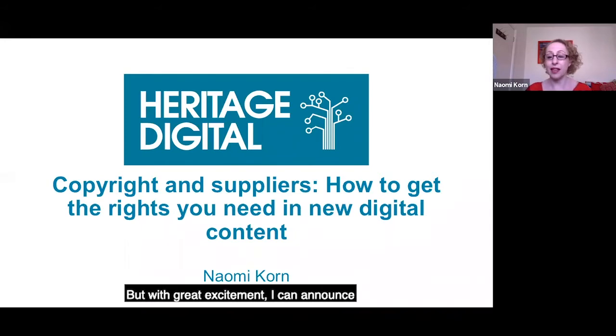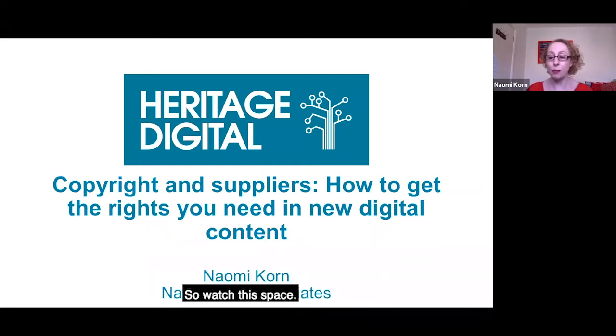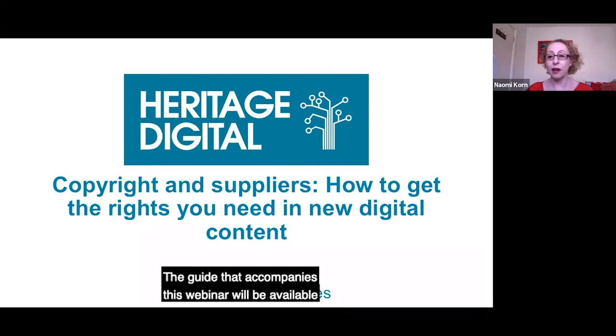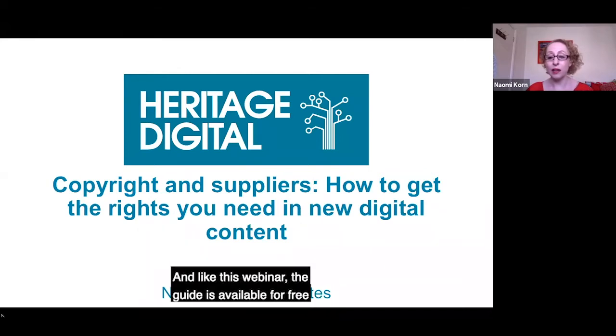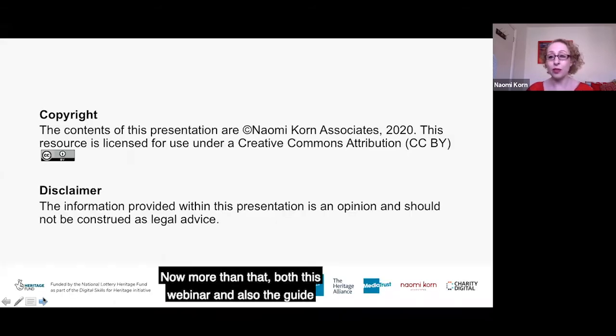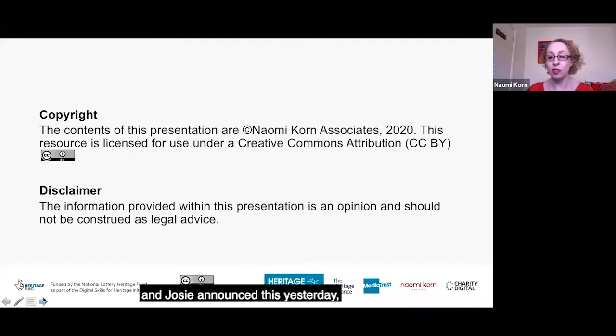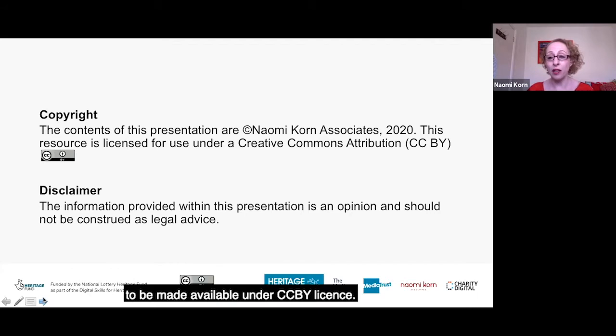But with great excitement, I can announce that we're working on a guide right now that will break those issues down into their component parts and give you the detail you need. So watch this space. The guide that accompanies this webinar will be available sometime in October. So please go and have a look at that. And like this webinar, the guide is available for free for you to download. Now, more than that, both this webinar and also the guide will be available for you under a Creative Commons attribution license. And I'm also really, really proud to announce this because I know that the National Lottery Heritage Fund and Josie announced this yesterday, that the outputs from National Lottery Heritage funding projects will be available and will be encouraged to be made available under a CC BY license.